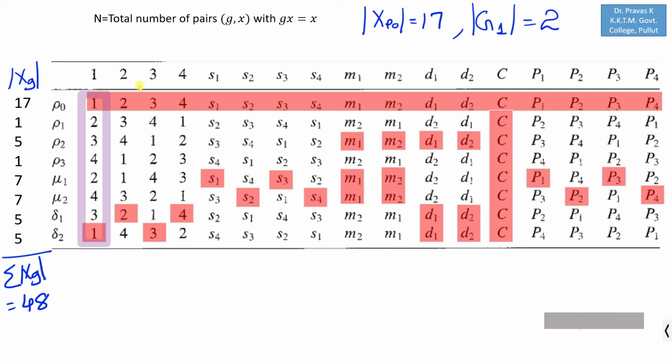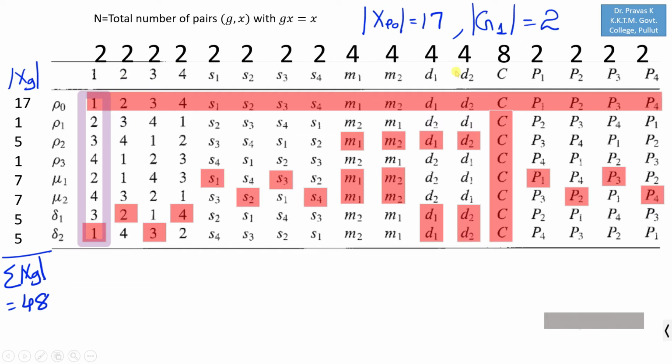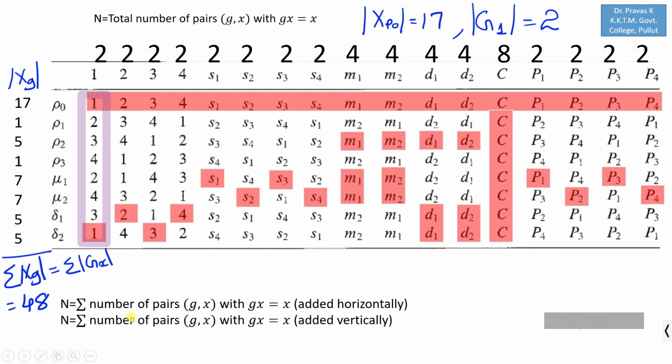And if you count the same number column wise, we can see that that is also again 48, which means that summation over g of modulus of X_g is the same as summation over x of modulus of G_x. Remember that summation of modulus of X_g means the number of pairs (g, x) with gx equal to x which are added horizontally, and summation over x of modulus of G_x means the number of pairs (g, x) with gx equal to x which are added vertically.